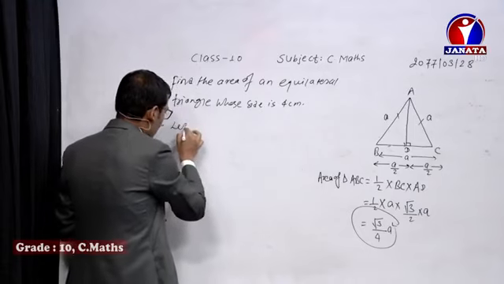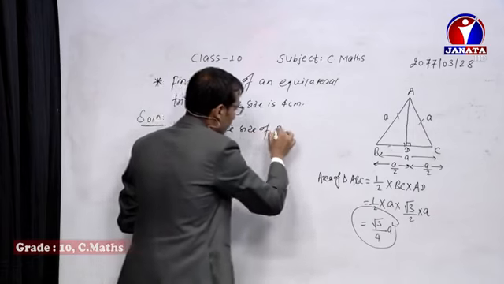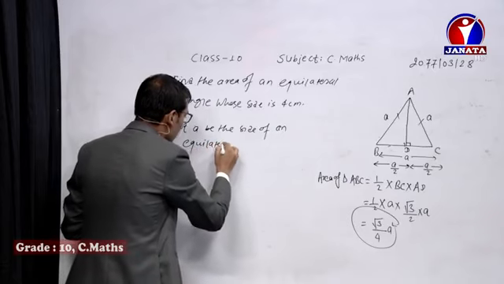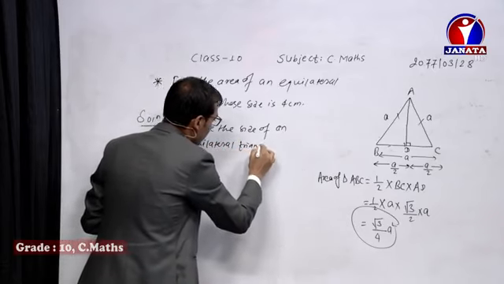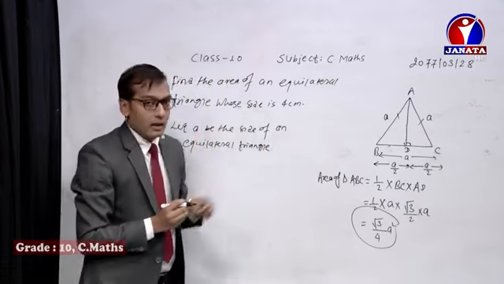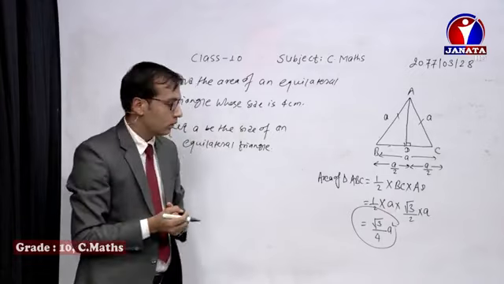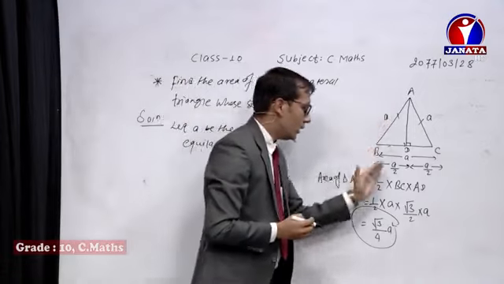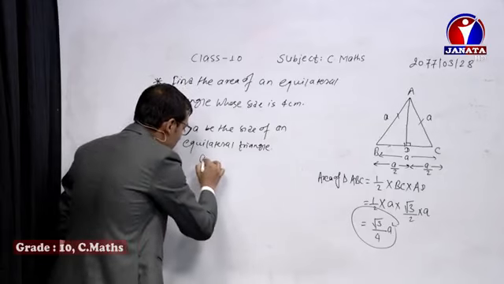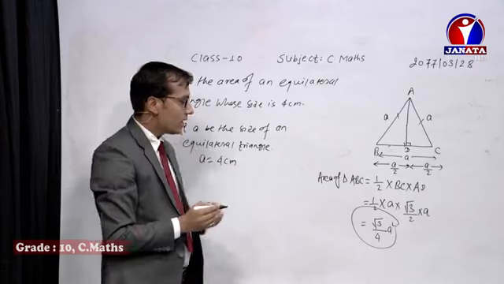Here let A be the side of an equilateral triangle. Here A is the length of each of the sides of an equilateral triangle. So A can be either AB, AC or BC. It's the same. So what is A? A is 4 centimeter. This is given. Now what is its area?